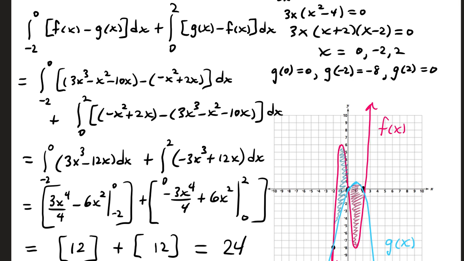Doing the algebra behind the scenes, for the first bracket, we get 3x cubed minus 12x. We're going to integrate that negative 2 to 0. And then this second bracket, when you clean it all up, you get negative 3x cubed plus 12x. Notice the signs are backwards. And we're going to integrate that from 0 to 2.